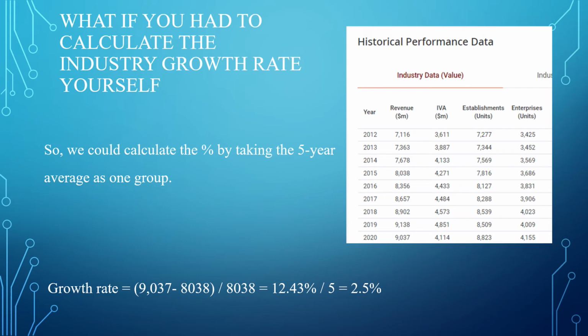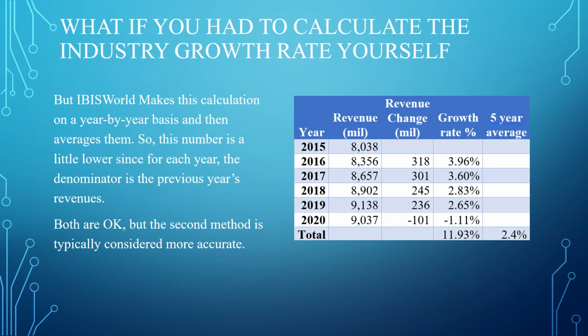But if you go back and look at your report, IBISWorld has calculated this at 2.4%, and you've just now calculated it at 2.5%. Well, why is that? It's because IBISWorld makes this calculation on a year-by-year basis and then averages them. So if the industry is growing, this number is going to be a little lower, since for each year the denominator is the previous year's revenues. If the market is shrinking, the size of the shrink will actually be a little smaller.